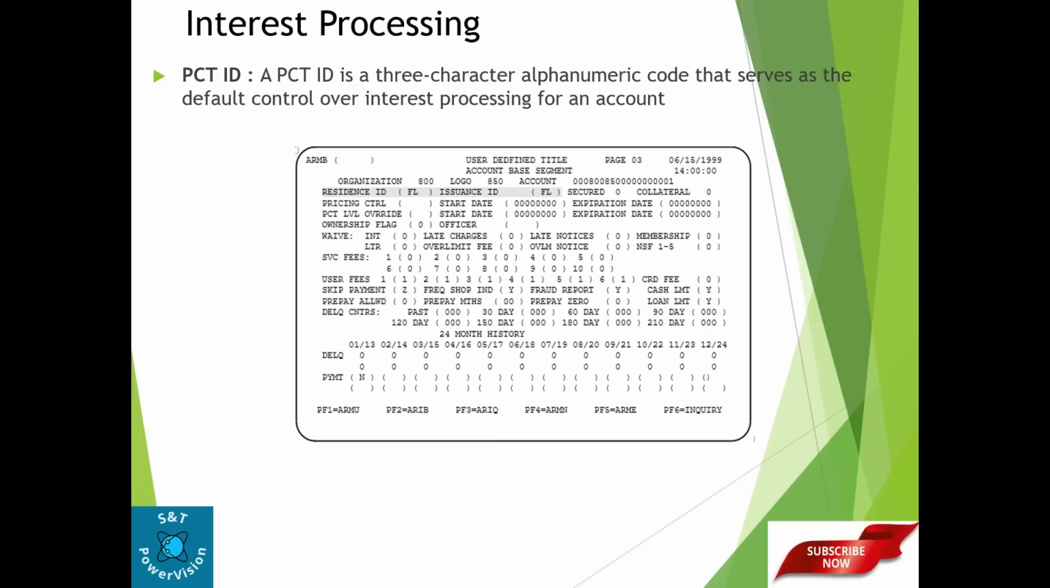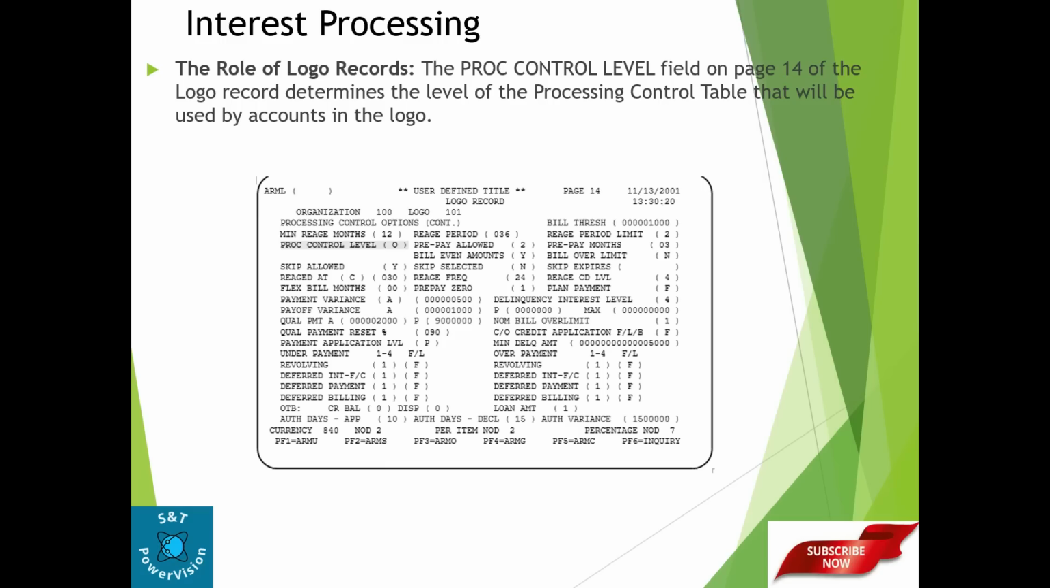PCT-ID. A PCT-ID is a three-character alphanumeric code that serves as the default control over interest processing for an account. So here we can see on the ARMB03 page, residence ID or issuance ID is the PCT-ID for the given account number. After that, the role of the logo records we'll discuss here.